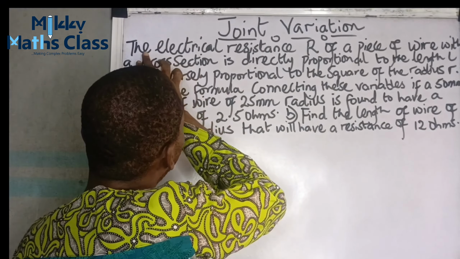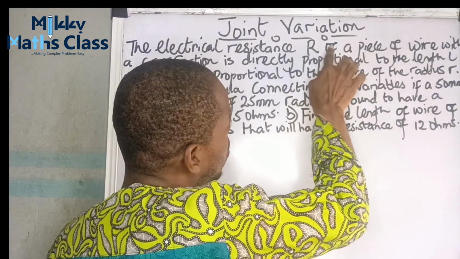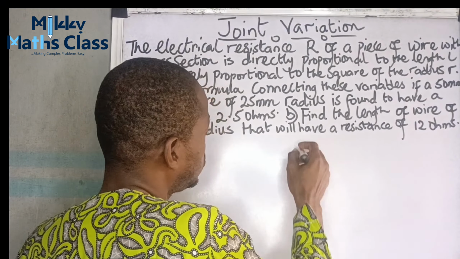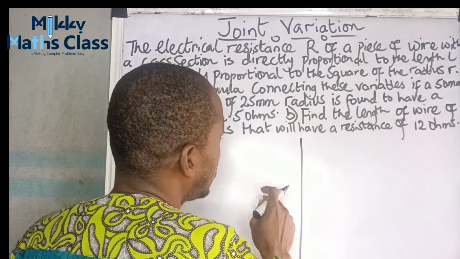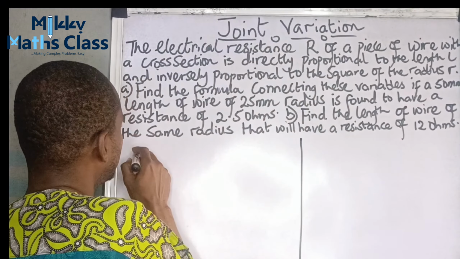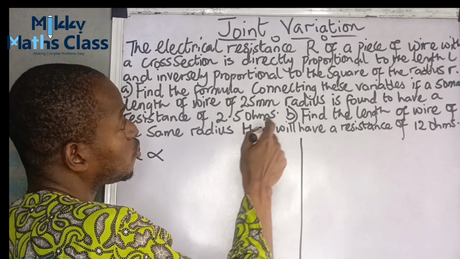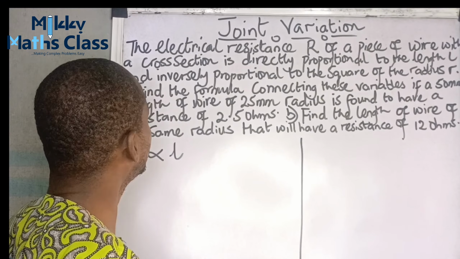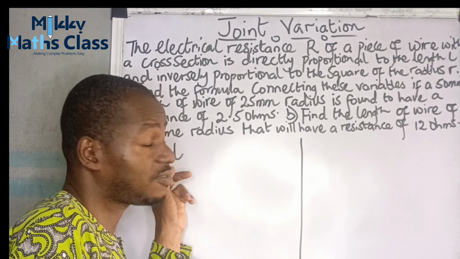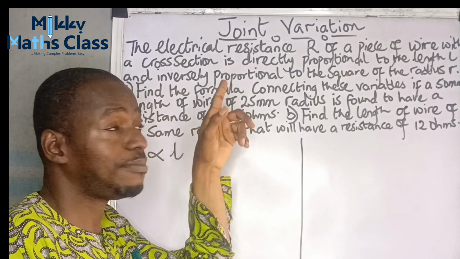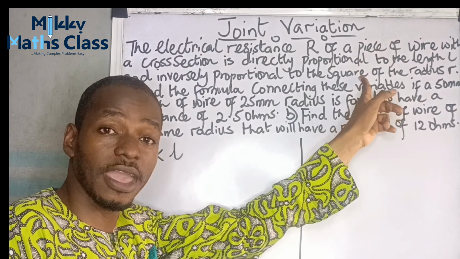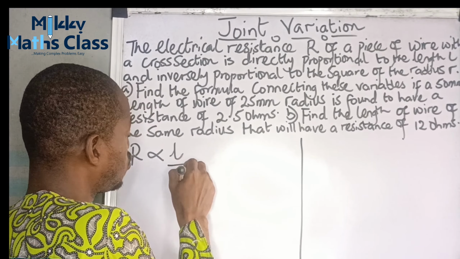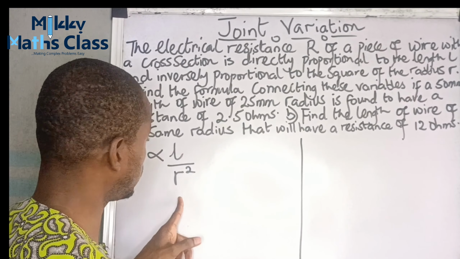For example, the electric resistance R of a piece of wire with a cross section is directly proportional to the length. Look at our R, the resistance R is directly proportional to the length, which is our L. Now, this electric resistance is at the same time inversely proportional to the square of the radius. So we say L over R squared. This is the square of the radius.